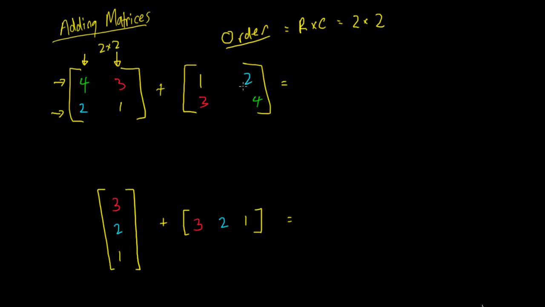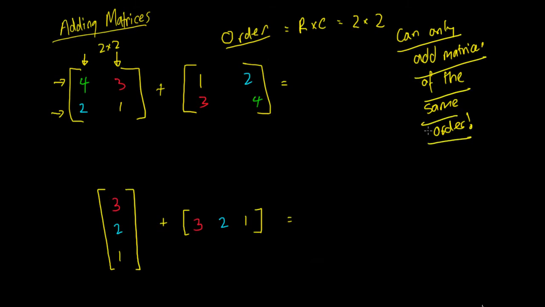When we're looking at adding matrices, this becomes extremely important because you can only add matrices of the same order. I cannot stress this enough. So if they do not match, if you have a 2 by 2 and you don't have a 2 by 2 here, then you cannot add the matrices. You can only add them when they're the same order.